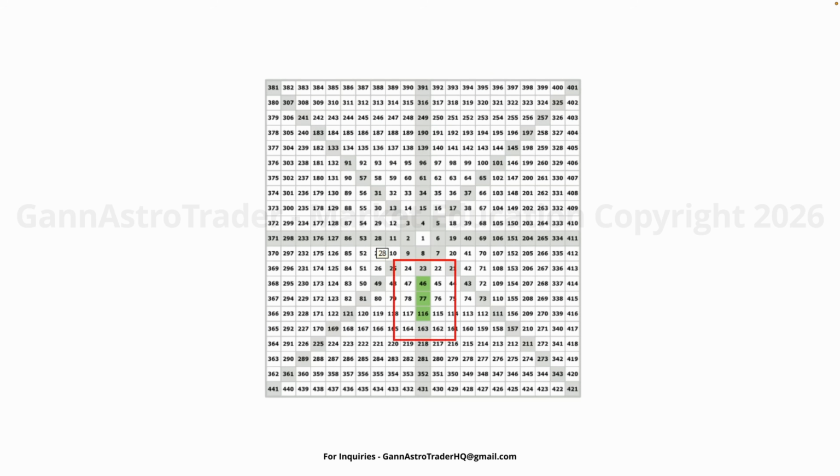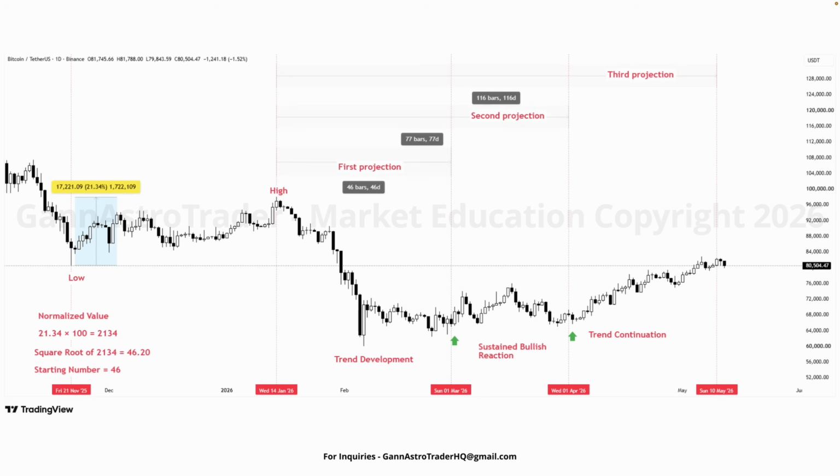The market now advances steadily after the second projection. Higher highs continue forming. Buying pressure remains dominant. The bullish trend matures over the following several weeks. The next step is calculating the third projection. Following the square of 9 sequence, the third timing window occurs 116 calendar days after the original swing high. This projection falls on Sunday, the 10th of May, 2026.